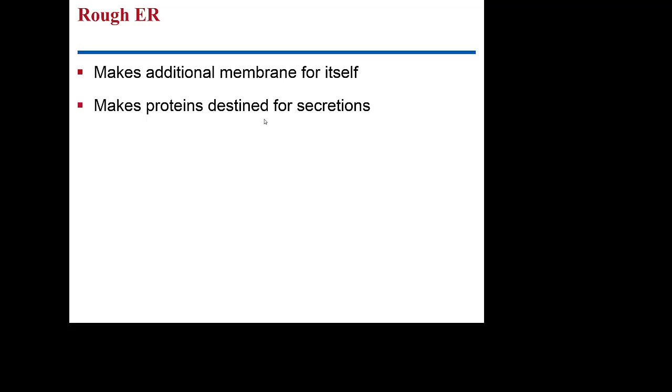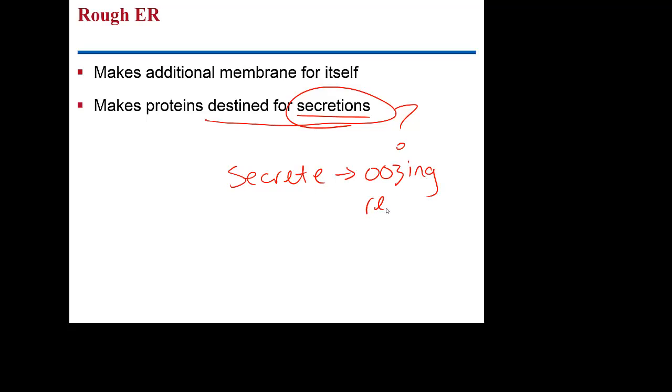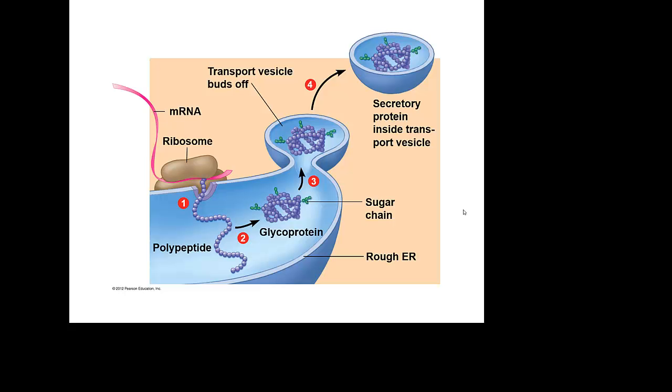So if I tell you here that the rough ER makes proteins that are destined for secretions, what does it mean to secrete something? So you might think about oozing or releasing. All would work, okay? The rough ER is going to make proteins that are going to be packaged up in such a way that they will actually eventually leave the cell. So this secretory protein is a protein that is going to leave the cell.